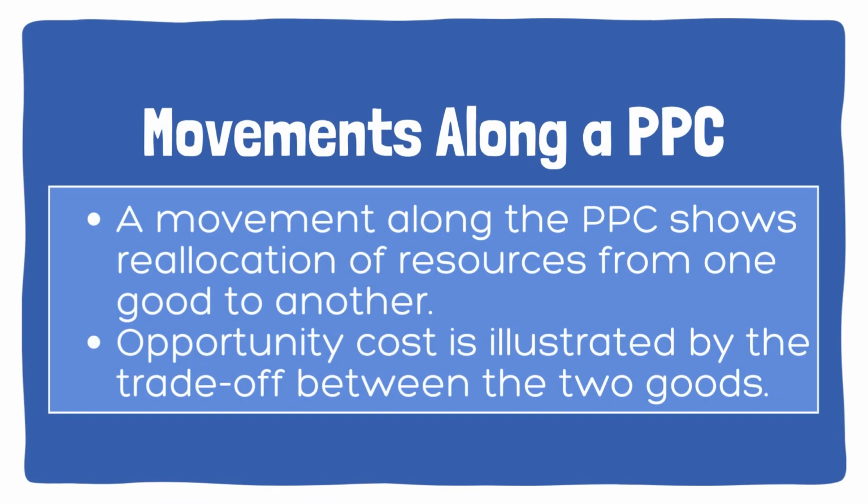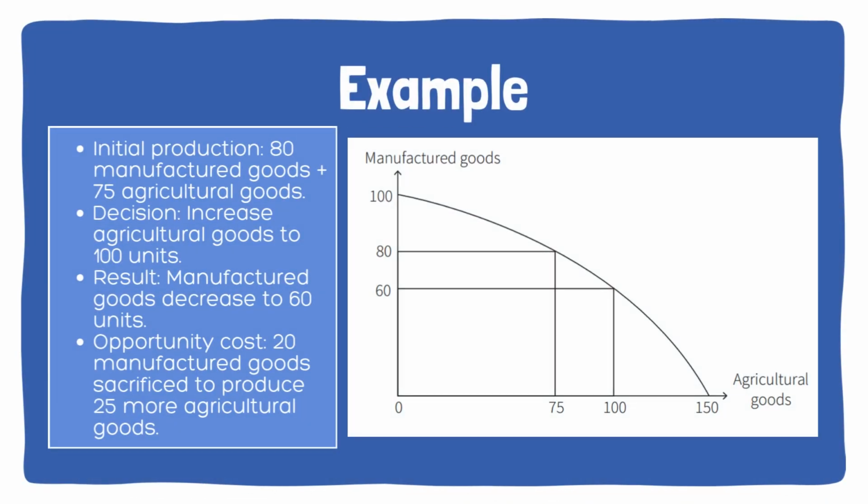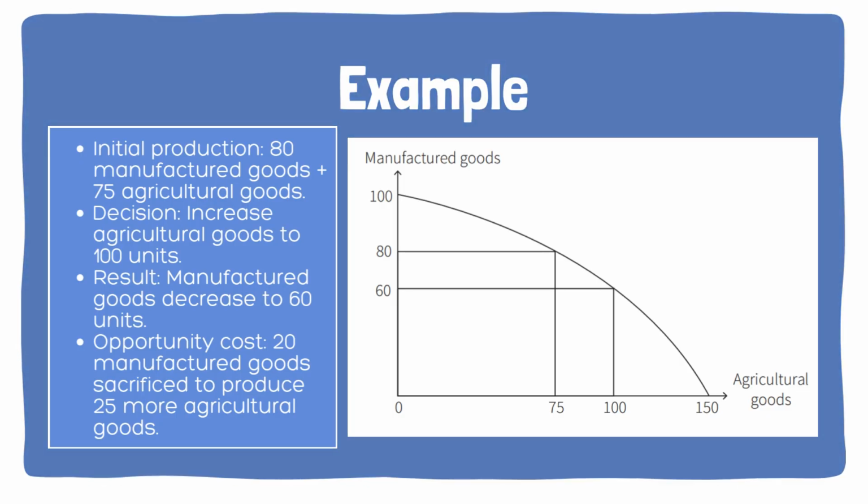A movement along the PPC demonstrates resource reallocation and opportunity cost. Suppose a country initially produces 80 manufactured goods and 75 agricultural goods. If it shifts resources to produce 100 agricultural goods, it must reduce manufactured output to 60 units. Here, the opportunity cost of 25 more agricultural goods is 20 fewer manufactured goods. This trade-off is central to economic decision-making.